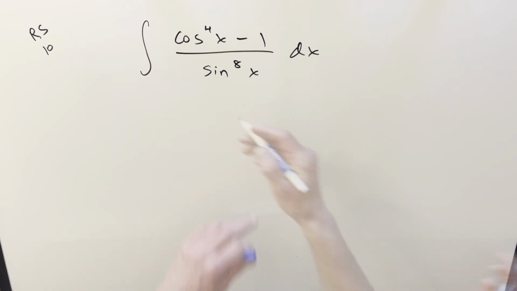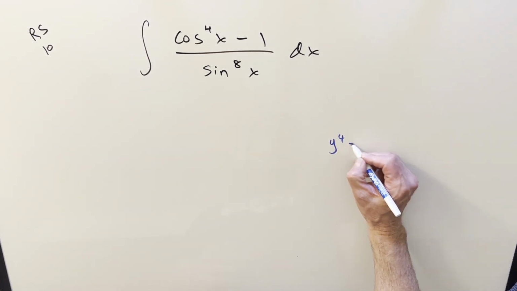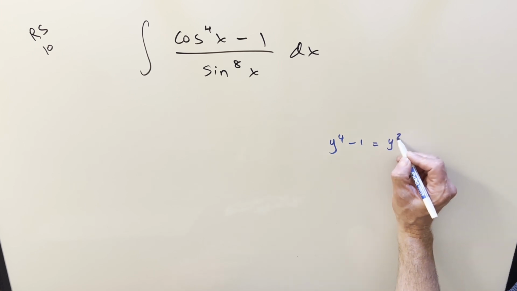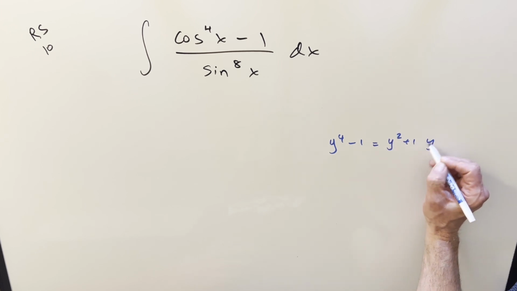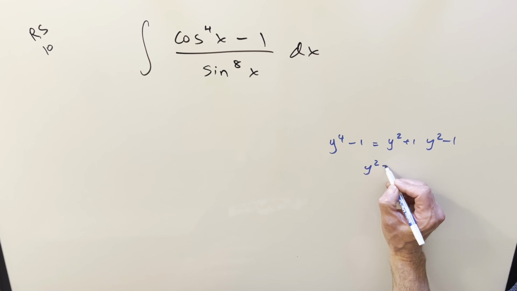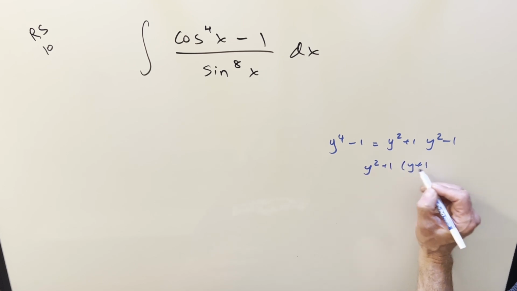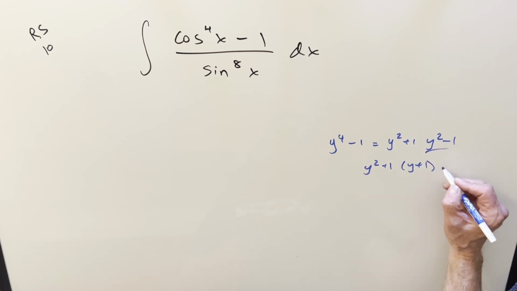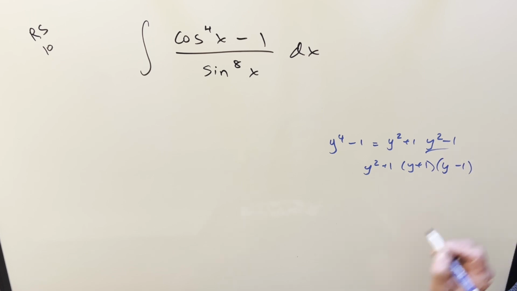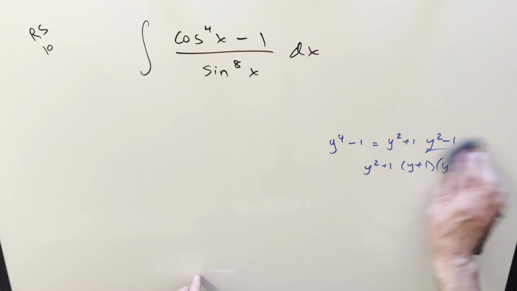If you think of that as just like y to the fourth minus 1, we could factor it as y squared plus 1 times y squared minus 1, and then we could go another level and factor it again, because that's a difference of two squares again, so we could do it like this. But before I do this, you know what I want to do though?